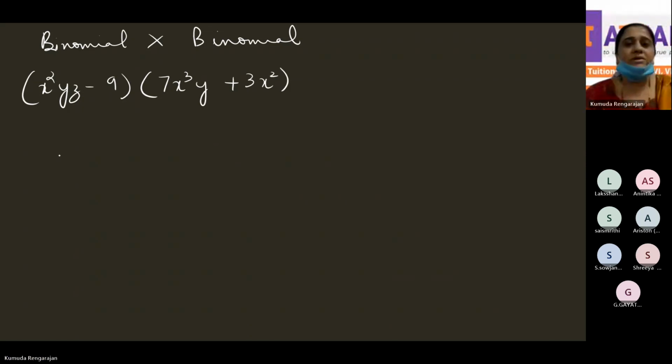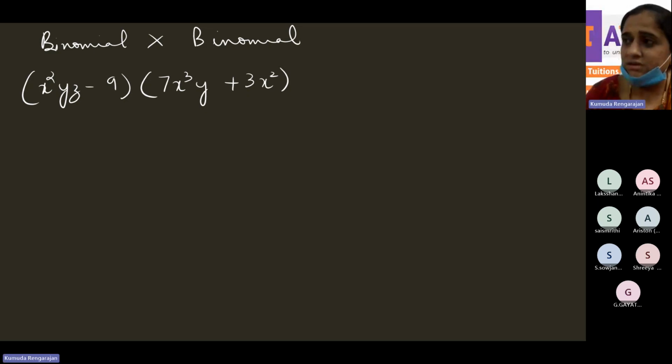Okay. So in the first bracket, you see there are 2 terms, so it's a binomial. The second bracket also has 2 terms, so it's a binomial. And between the brackets, there is no sign, which means it's multiplication. You need to multiply. You need to find the product of these 2 binomials.